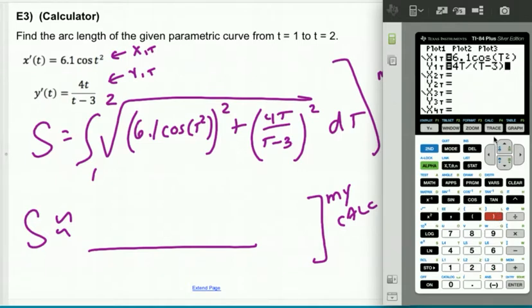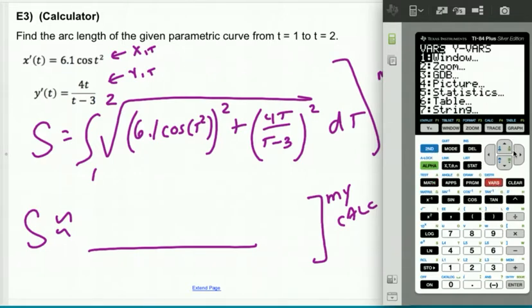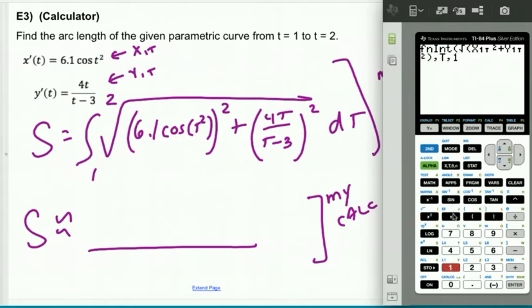The denominator does need parentheses here because otherwise it would divide by t and then subtract the quantity 3 from the whole thing. All right, so we're here. I quit out of this. I go to math 9 and I pick my function integrate. I want the square root of vars over to y vars and pick parametric. So that's x1t, which is my x prime, plus vars over to y vars parametric, and I want y1t squared. Close the square root, comma, with respect to t from, I believe it's 1 to 2 in this situation. And there we have it.